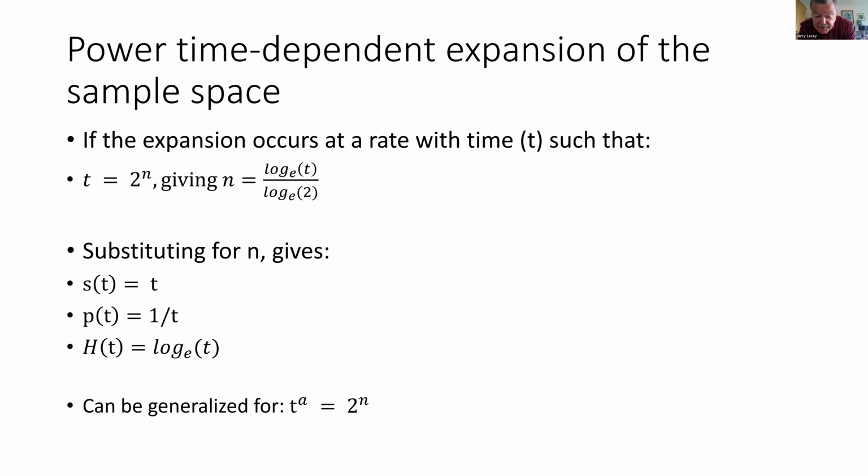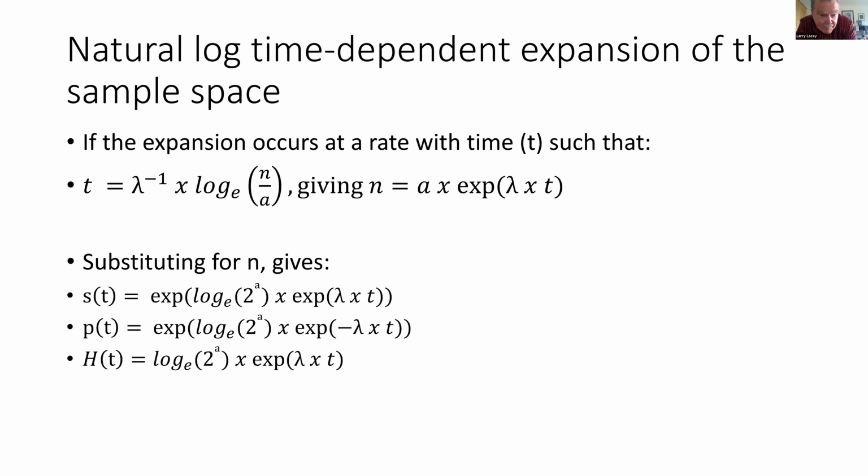Okay, let's do something fancier. Here I'm putting t proportional to the natural log of n, where n is the number of doublings. So it's just a different functional form. I chose that one because I just wanted to play with maths. And lo and behold, this is what I get for, again, S(t), the expansion, the probability, and the information entropy.